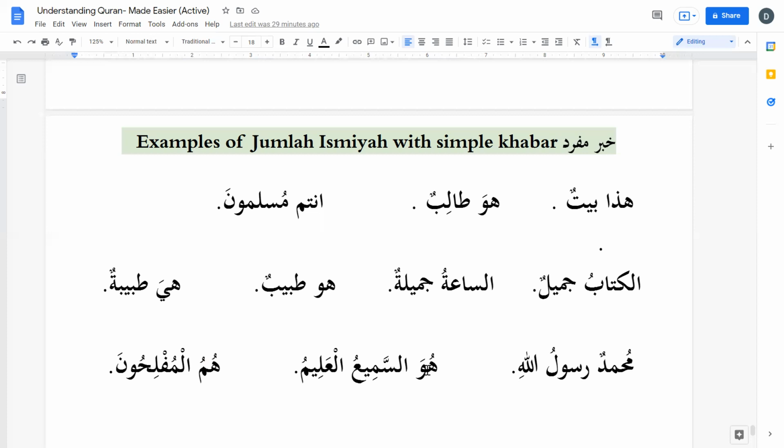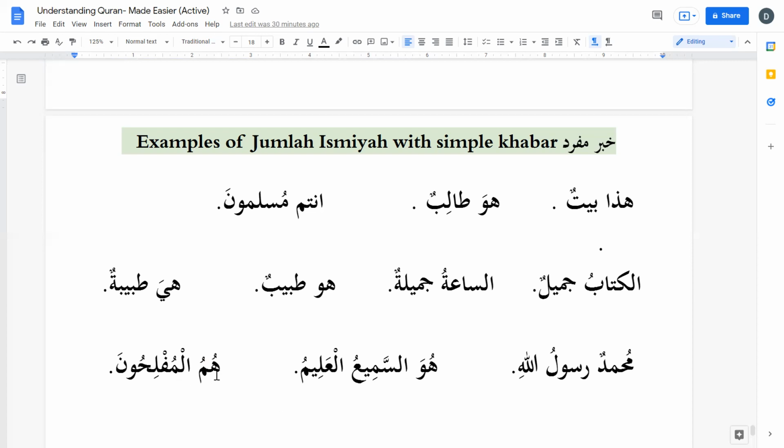Huwa, he, singular, masculine. As-Sami'u, singular, masculine, because there is no sign of any femininity, right? Al-Alimu, again, singular, masculine. Over here we have two khabar, As-Sami'u and Al-Alimu. He is all-knowing and all-hearing.